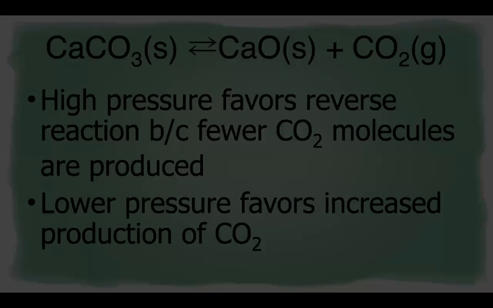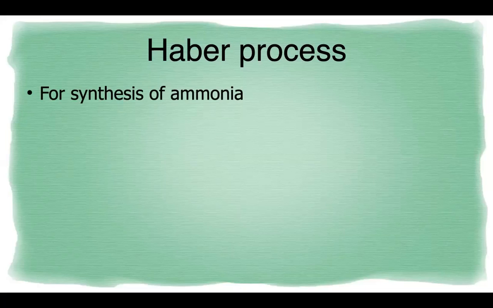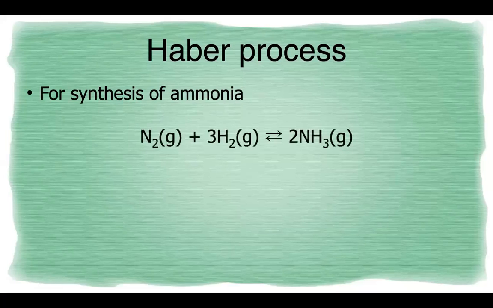Now, a real life example of this is something called the Haber process. The Haber process is how we synthesize ammonia. If you want to know why we would need to synthesize ammonia, most cleaning products contain ammonia. So it's a raw material for things that we use to clean kitchens and bathrooms and things. So this is the equation for the production of ammonia.